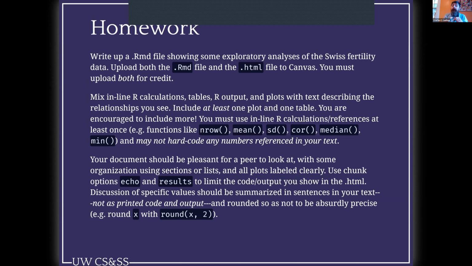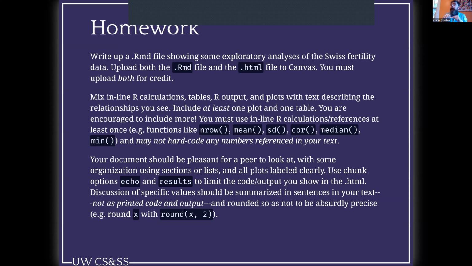Please use at least one or two inline R calculations or references, that inline R code I showed you, and try to use some new functions like nrow, mean, SD, cor, median. You can play with these functions I've listed here. Main thing, don't hard code any numbers you reference in your text. If you have a number in a sentence, have it pulled out using R code.